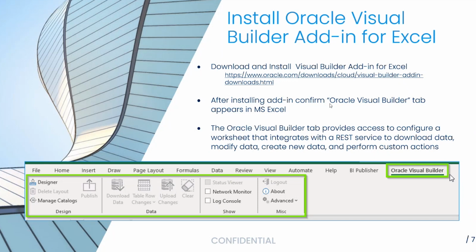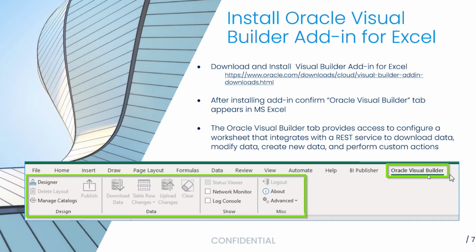So after you successfully install the tool that was downloaded, when you open Microsoft Excel, I also want to say that this is for Windows and also Excel 2016 and later. So you can download this, then you can open Excel and you'll know once it's been installed that it's been installed correctly, because when you open the Excel workbook, you'll see a new tab in your ribbon area called Oracle Visual Builder, as you can see here on this particular slide.